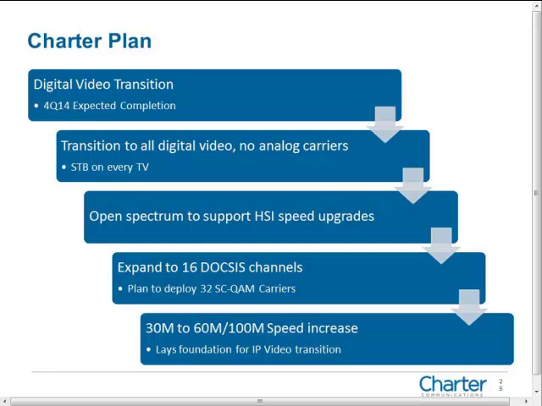We're going to upgrade to 16 DOCSIS channels in the downstream with plans to deploy 32 single-QAM carriers. And this is before 3.1 devices become widely available. Even after they become available, we'll probably still deploy these in a DOCSIS 3.0 mode for a while until we free up the spectrum and get everything lined up to fully support 3.1. As we upgrade from our 30 meg to 60 and 100 meg speed increases, that's going to lay the foundation for an IP video transition, because we'll be able to roll enough bandwidth to support high quality video.